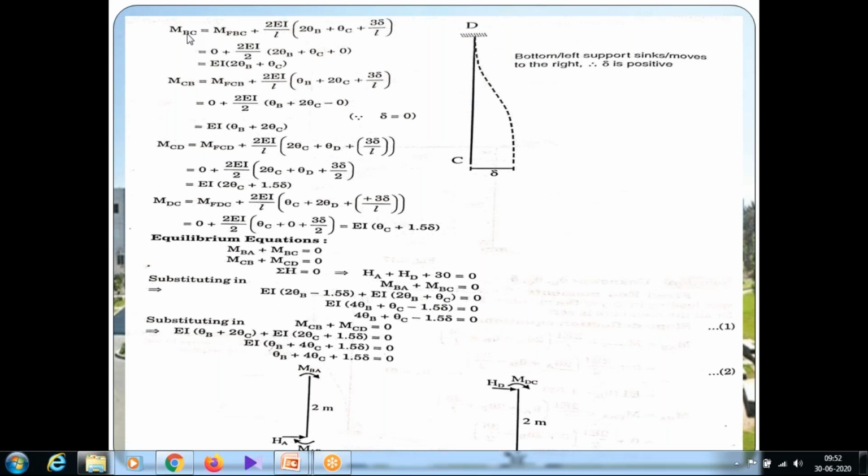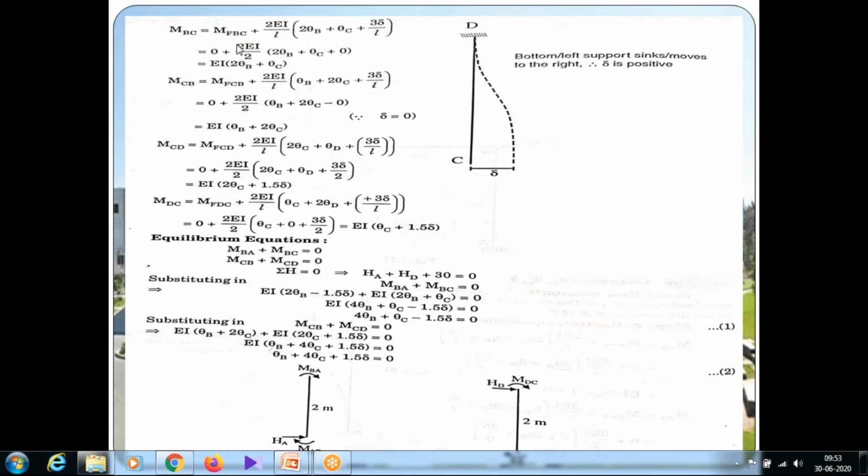The slope deflection equation MBC is equal to MFBC plus 2 EI by L into 2 theta B plus theta C plus 3 delta by L. MFBC value is 0, so 0 plus 2 EI by 2 into 2 theta B plus theta C. In this span BC, both the slopes theta B and theta C are unknown. Here the delta value is 0, because the span BC moves horizontally. There is no change in length of span BC, therefore the delta value is 0.